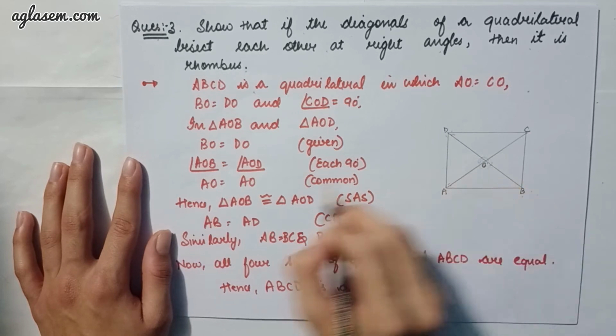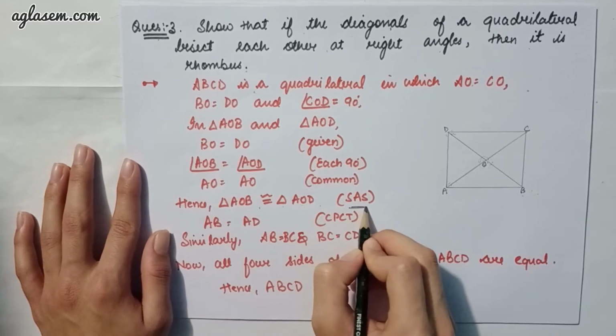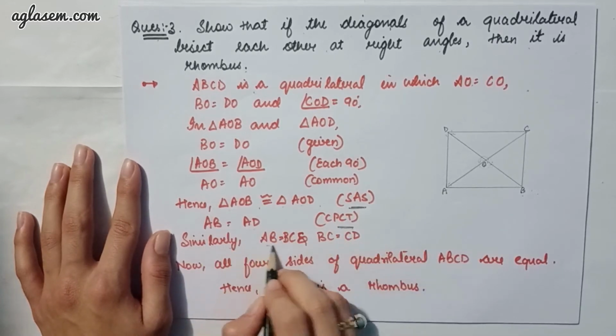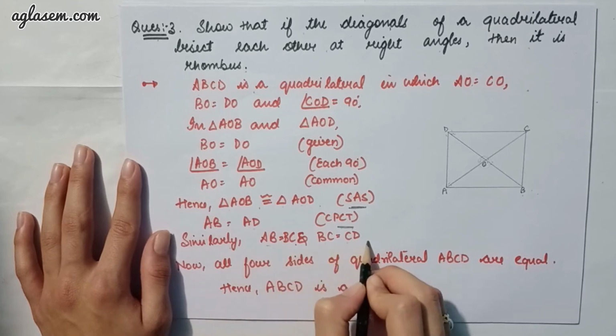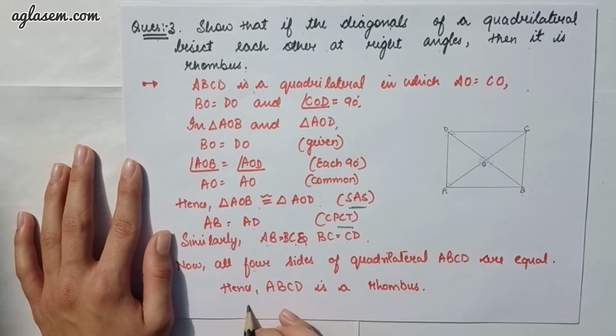Therefore, triangle AOB is congruent to triangle AOD by the SAS property. AB is equal to AD by CPCT. Similarly, AB is equal to BC and BC is equal to CD. Now, all four sides of quadrilateral ABCD are equal, hence ABCD is a rhombus.